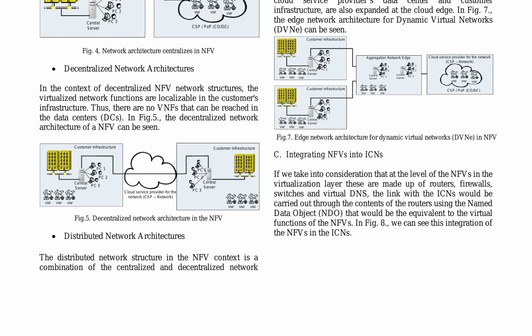edge of the network. Integrating NFVs into information-centric networks, ICNs, involves linking the virtualization layer with ICNs through the contents of routers using the named data object, NDO, equivalent to the virtual functions of NFVs. This integration is depicted in Fig. 8.